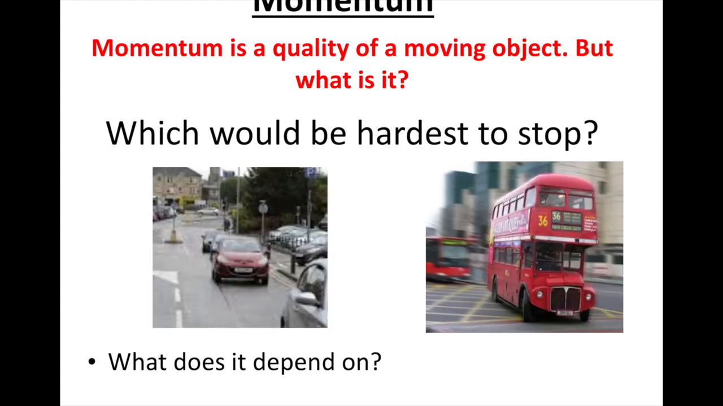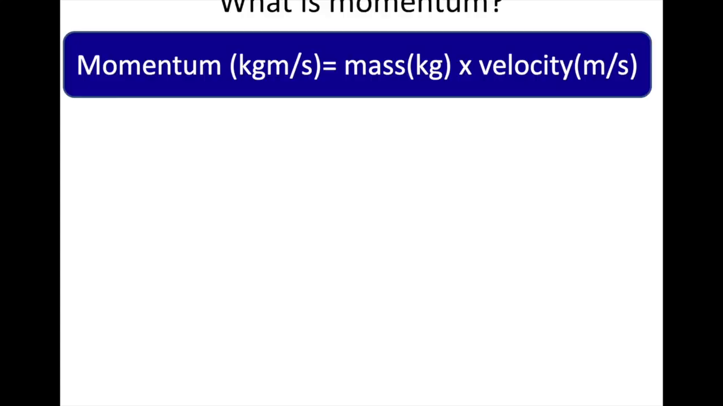But now let's have a look at these ones. Which is going to be harder to stop? Of course, a car travelling in the city or a bus travelling in the city. Of course, it's going to be the bus because it's got a lot more mass. Momentum is a quality of a moving object, and it depends on both the mass and the speed of the object. So momentum is mass times the velocity.